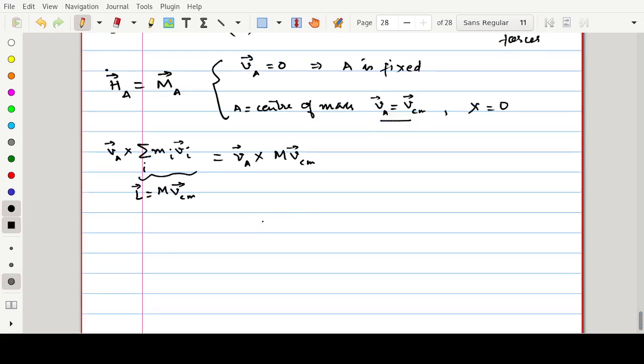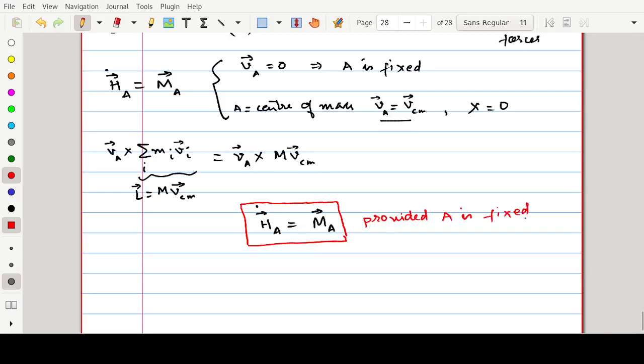So I will write the final relation for you. The final relation for angular momentum is H with respect to A, rate of change of angular momentum, is equal to net external moment with respect to the same point, provided A is fixed or A is center of mass.